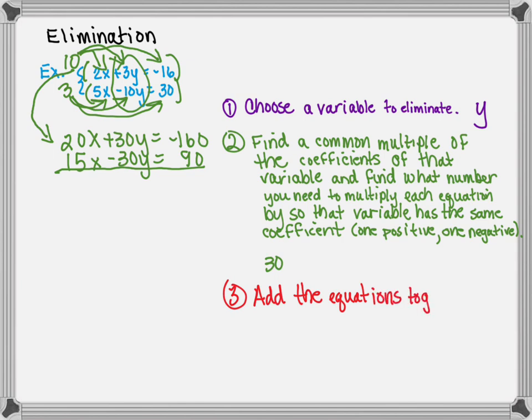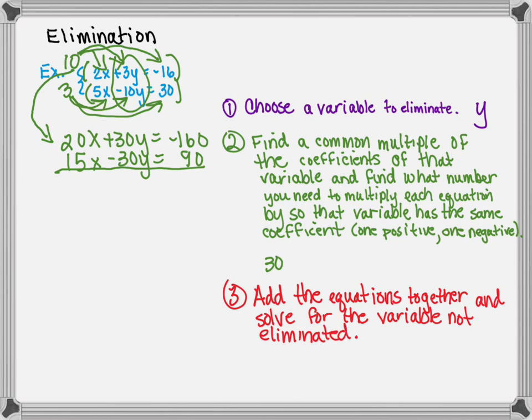So step 3, we'll add the equations together and solve for the variable that is not eliminated. Because if we did our step 2 correctly, we should be eliminating a variable in this step. When we add these equations, 20x plus 15x gives us 35x. The 30y and the negative 30y cancel, so y is eliminated. And then negative 160 plus 90 is negative 70.